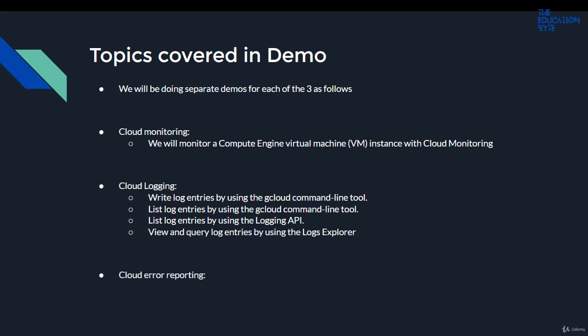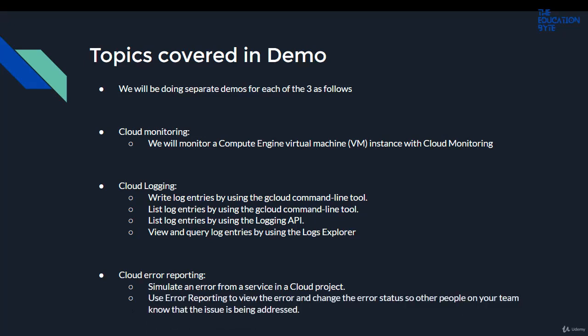And for Cloud Error Reporting, we are going to simulate an error from a service in a cloud project. And we will use Error Reporting to view the error and change the error status so that other people on your team know that the issue is being addressed. And finally, we will also set up notifications so you will know when new types of errors occur.